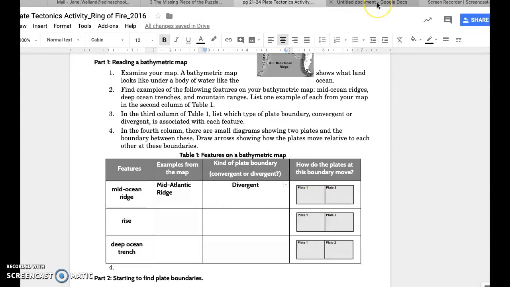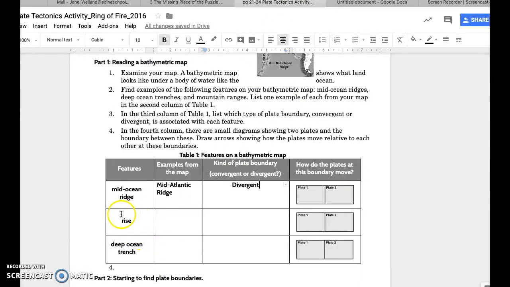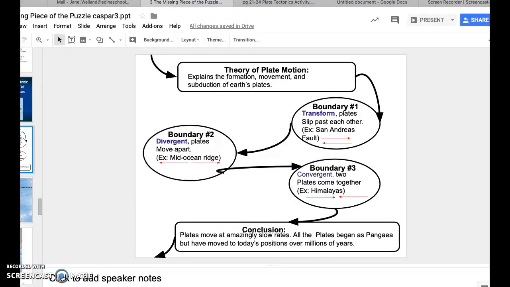You'll notice, again, if I go back to this document, that there are ridges all over the place. So you can basically come up with any of them that you want to write down in your data table. That's okay. Then here we're asked to find a rise. So rises are just another term for mountain. So if I go back to my map, the rises are a little trickier to find. And of course, this is very, very small. But if I go to here, I'm going to go to this.